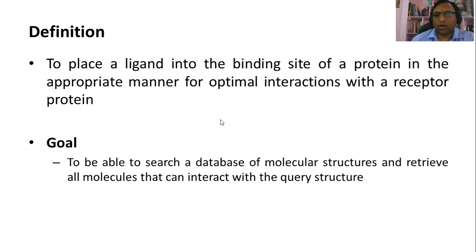So what is the goal in this? The goal is to be able to search a database of molecular structures and retrieve all the molecules that can interact with the query structure. That is our main aim. We have our query structure, which we have got from various prediction tools. After getting the 3D structure molecule from the prediction tools, we check whether it can bind or interact with this particular active site. That is our goal now.